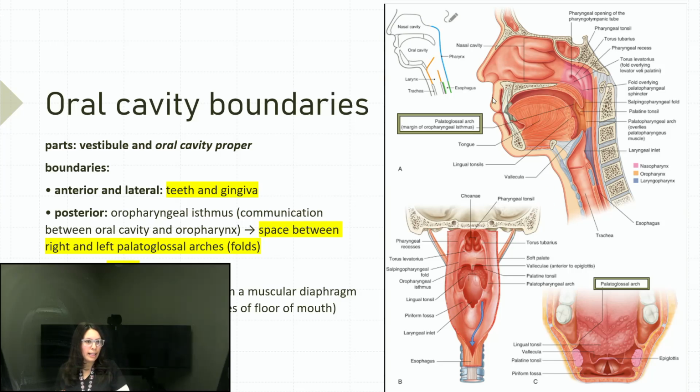Superiorly, you have the palate, which is essentially this area right here. And then inferiorly, you have the mylohyoid muscles, which would be over here more inferiorly if you consider your own face, right?